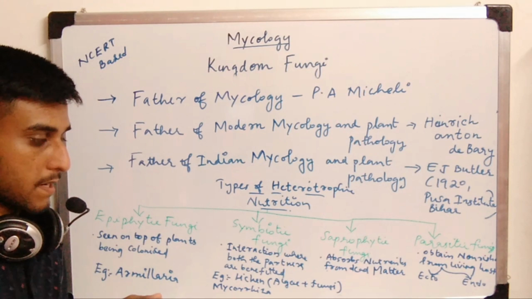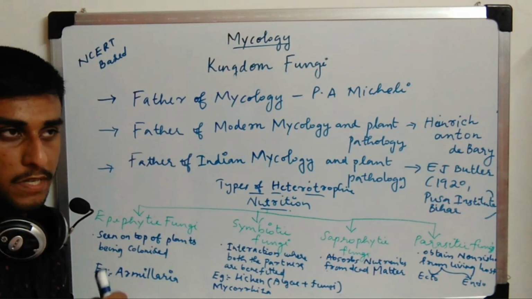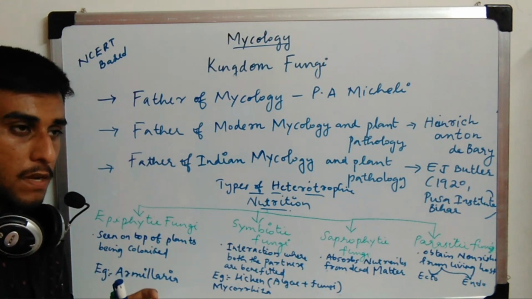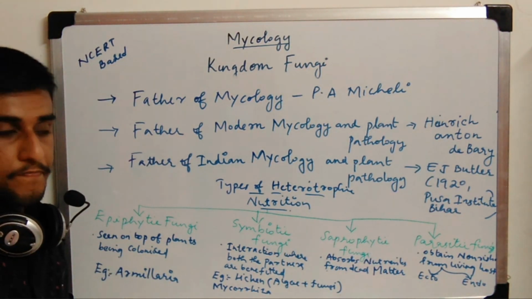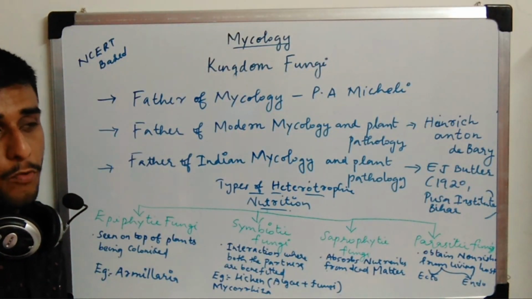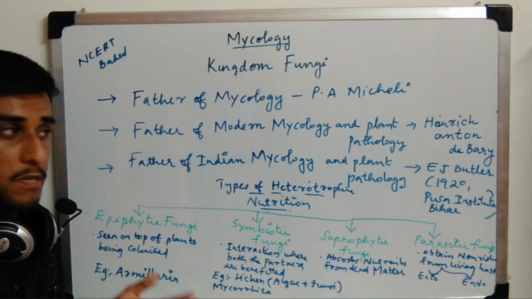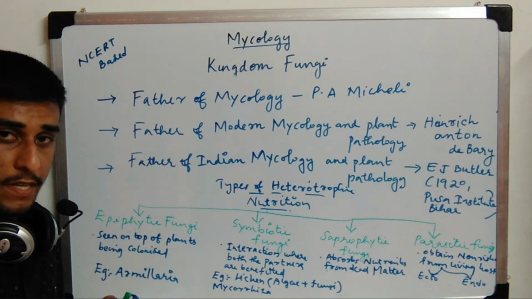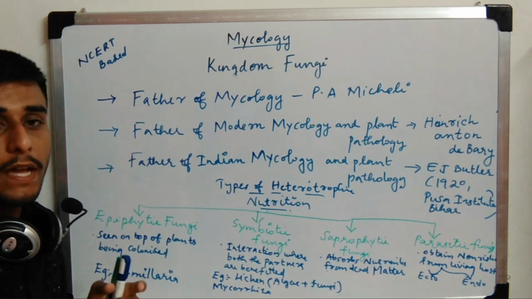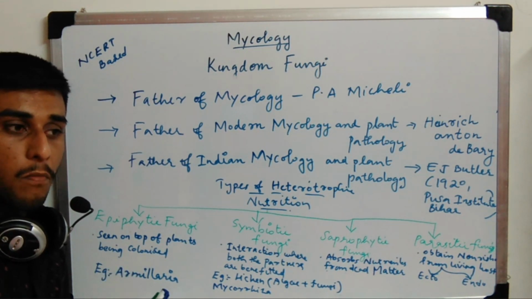Next are saprophytic fungi. What is saprophytic nutrition? Saprophytic nutrition is a mode of nutrition in which the organism absorbs its food from dead matter. A good example of saprophytic fungi is mushrooms, right? Earlier I drew a diagram of a mushroom. I mentioned that mushrooms have thread-like structures known as the mycelium. This mycelium can absorb nutrition from dead organic matter. Usually mushrooms are seen in soil, or on top of decaying wood.